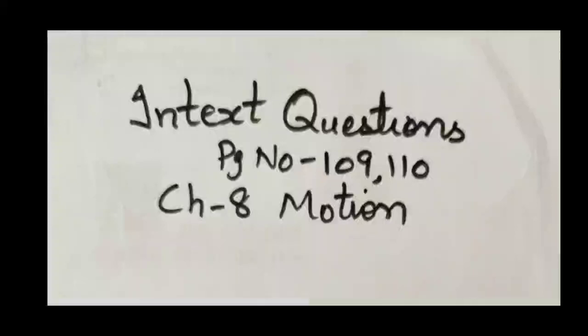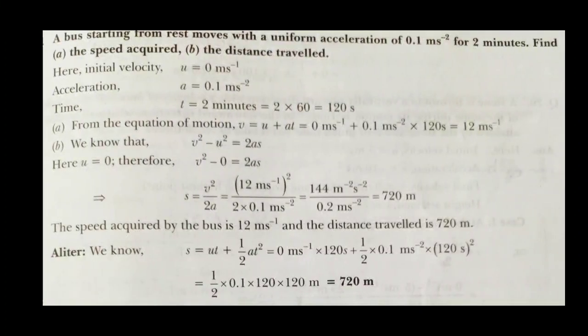Dear students, let us discuss in-text questions of chapter 8, Motion, on page 109. Question number 1: a bus starting from rest moves with a uniform acceleration of 0.1 meter per second square. We have been given starting from rest, therefore initial velocity is 0, and acceleration is given 0.1 meter per second square and time is 2 minutes.